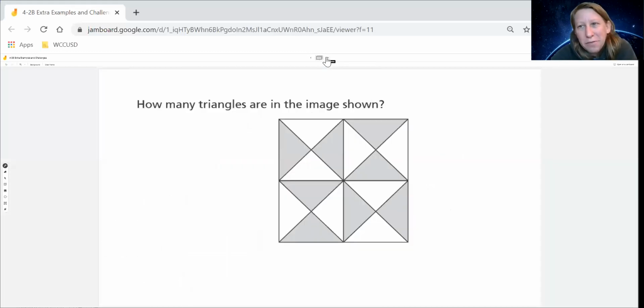Okay, this was just kind of a fun challenge problem. Just can you pay attention to details? The group in class did a really nice job. They counted the number of triangles made of one triangle.